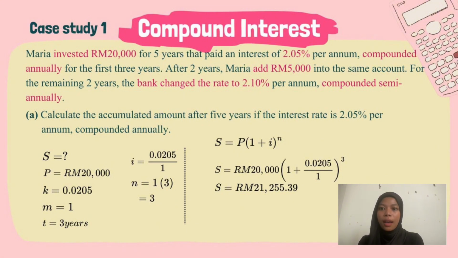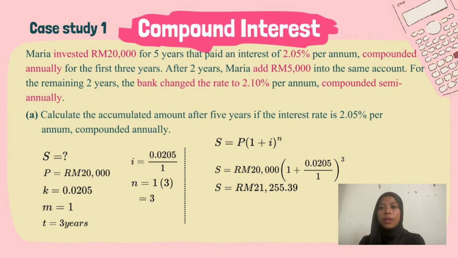For question A, calculate the accumulated amount after 5 years if the interest rate is 2.05% per annum, compounded annually. We need to find P equals 20,000 ringgit, k equals 0.0205, m equals 1, t equals 3 years, i equals 0.0205 per 1, and n equals 3.